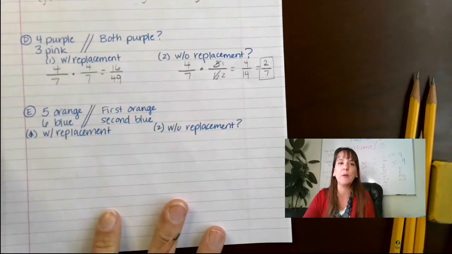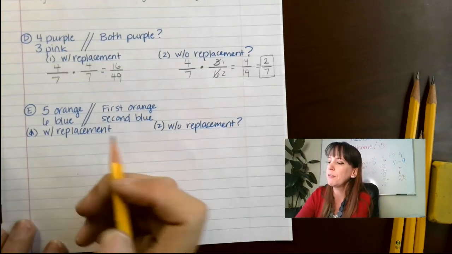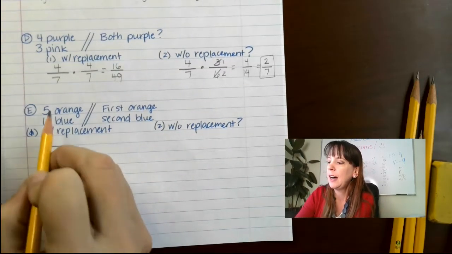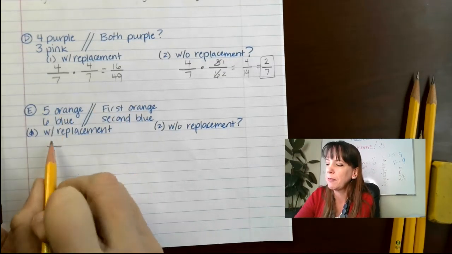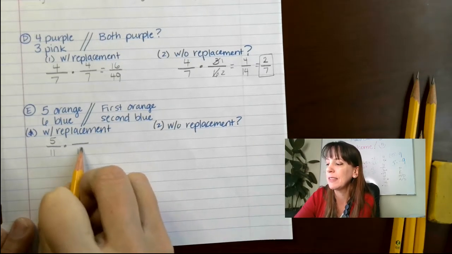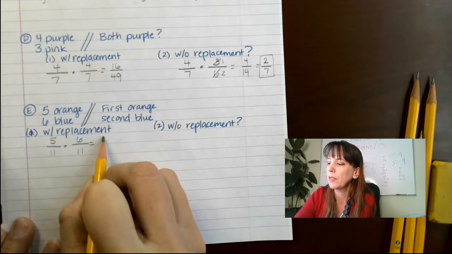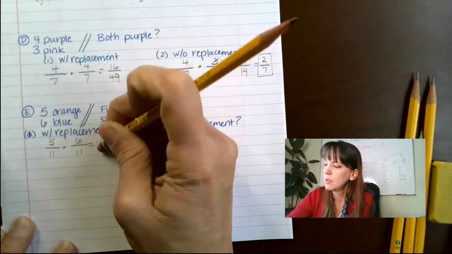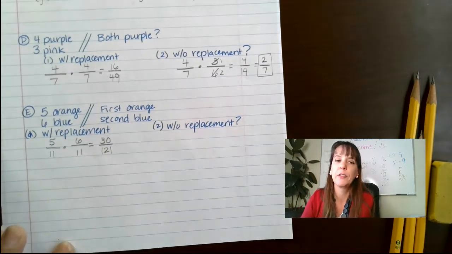Okay, so for E, you have 5 orange, 6 blue, first orange, second blue. For the first one, that's going to be 11 here, and we want to do orange, which is going to be 5. Now we replace it back in the bag, which means there's still 11 there, and we want to do blue, which is going to be 6. So we end up with 30 over 121.